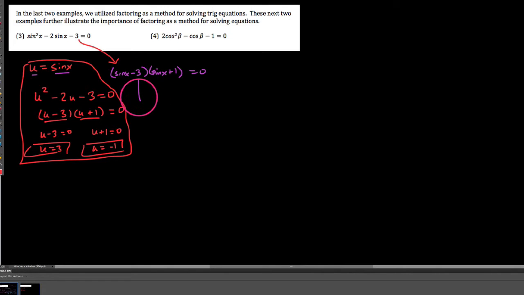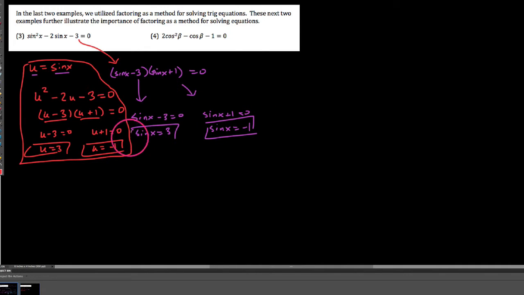And again, setting each of these factors equal to 0 and solving them, we end up with sine x minus 3 equals 0, or sine x plus 1 equals 0. Likewise, we could say sine x is equal to positive 3, and also that sine x is equal to negative 1. I'm going to put boxes around these, because we've isolated our trig functions.